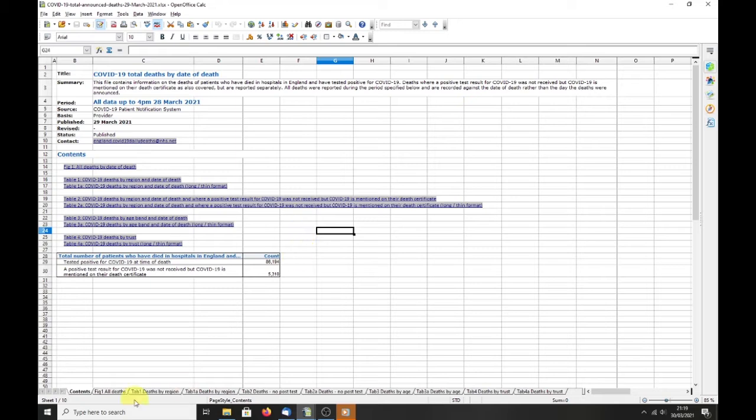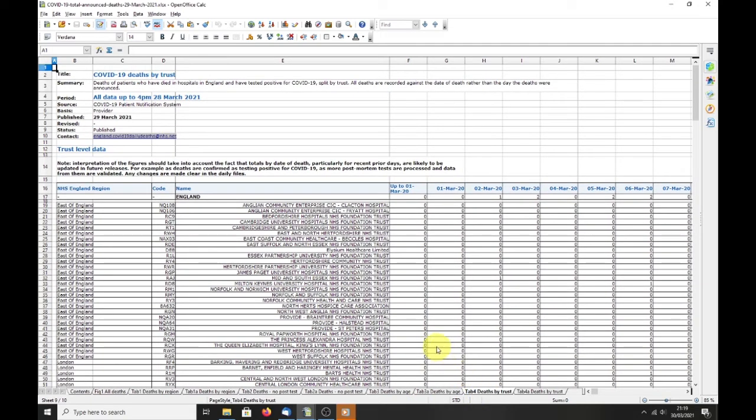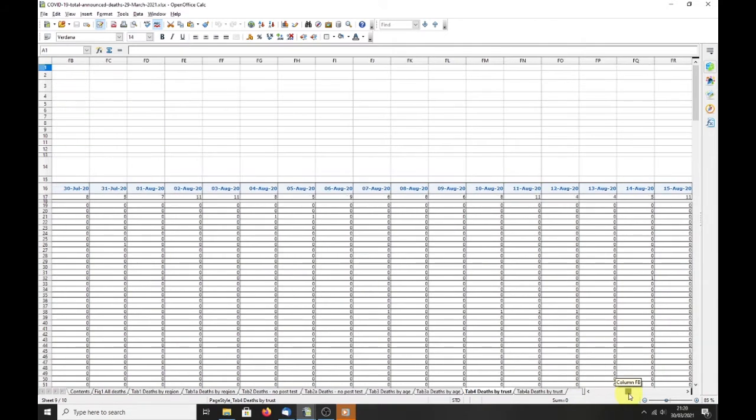And basically all these tabs are those two figures split between regions, age and hospital trusts. It gives you a graphical representation there of these figures, which is very handy, so you can see any peaks and troughs there. The most useful one, I think, is the hospital trust, so you can find out how many people died at certain trusts on a certain date.